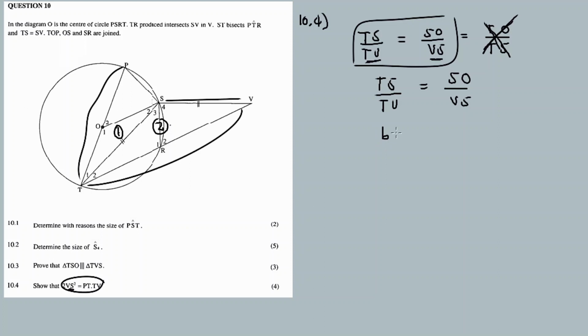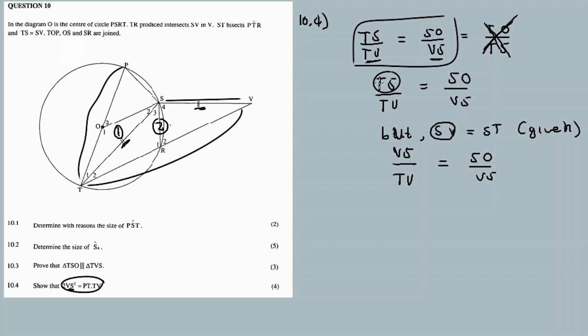But remember, SV is equal to ST. This is given: these two lines are equal. So TS I change to VS. So VS over TV is equal to SO over VS.